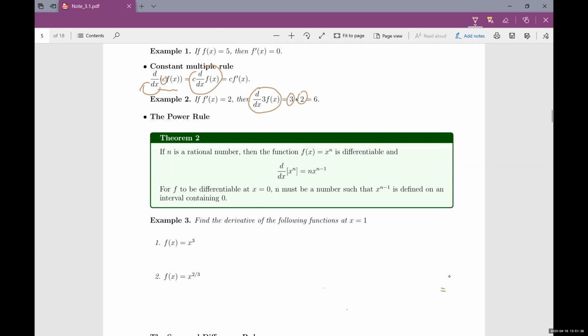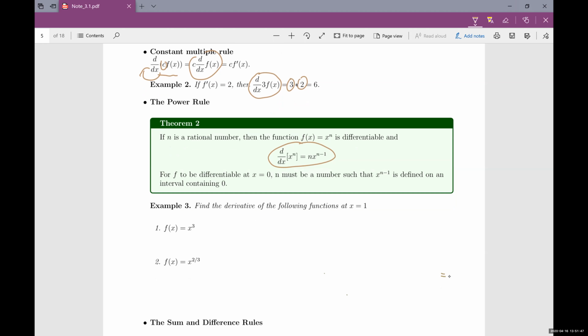And next, the power rule. We know that the derivative of x to the n equals n times x to the n minus 1, for n a rational number. Then we can try to do an example.